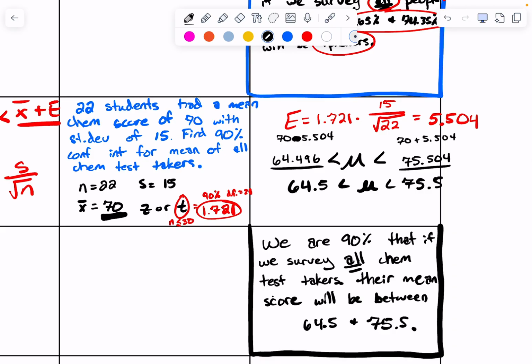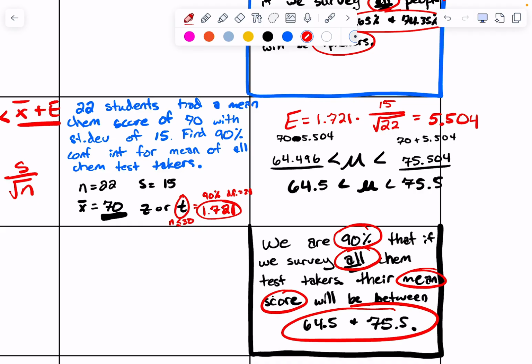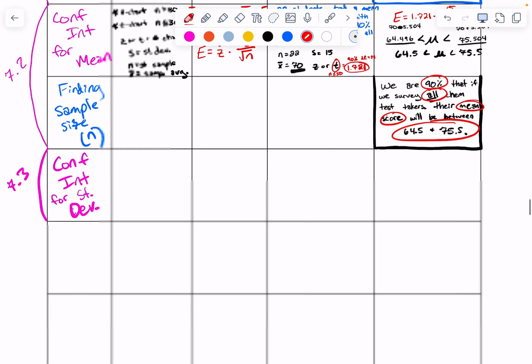Now that's the mean of all of them. That's not one student. One student may not score between 64.5 and 75.5, and they could get a 98. But if I take the average of all of them, it will be between those two. So again, there are my things: how confident, all of them, mean score, and the range. Those are the four things we need. Beautiful. Let's do the last one, and then we'll bump back up and do n's.